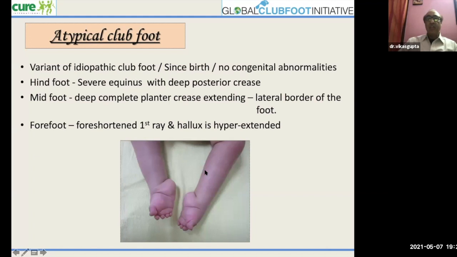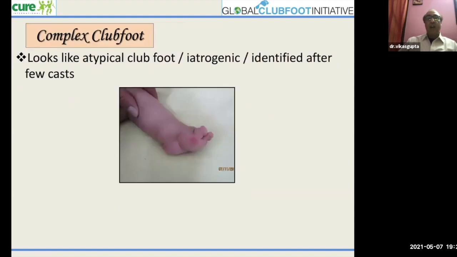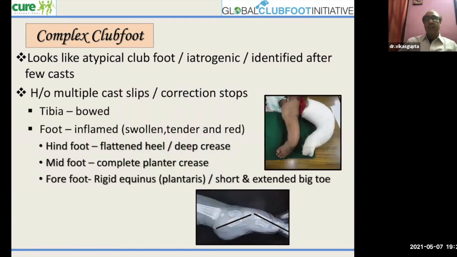So this foot actually behaves differently, and if you apply a normal typical Ponseti cast, the cast usually slips. So they have to be managed by a modified Ponseti method. Now, there is a confusion whether atypical clubfoot is similar to the complex foot. Now, in the revised classification, the complex clubfoot, although it looks similar to the atypical clubfoot, is usually given this name after a few casts. It's called an iatrogenic deformity, identified after a few casts, and the mother always brings a cast mold. And the common complaint is that the cast slips and the correction usually stops.